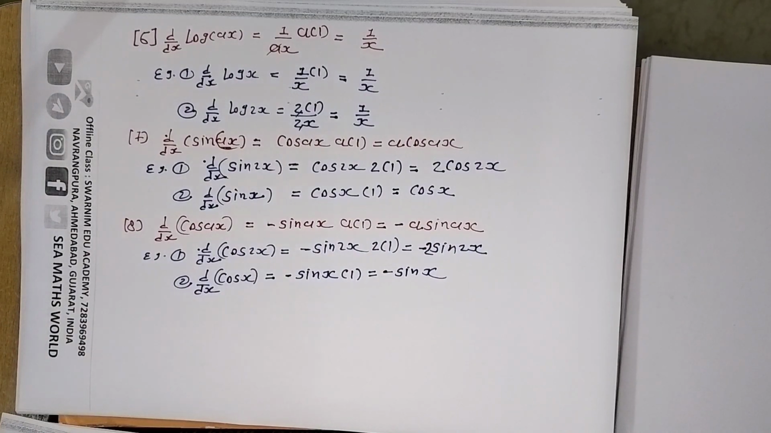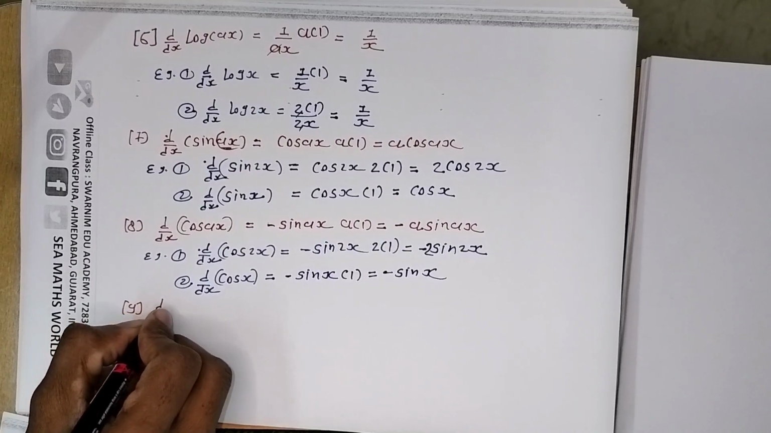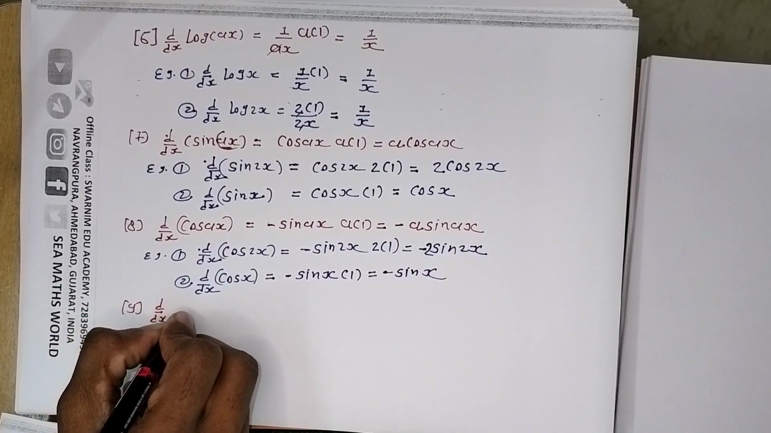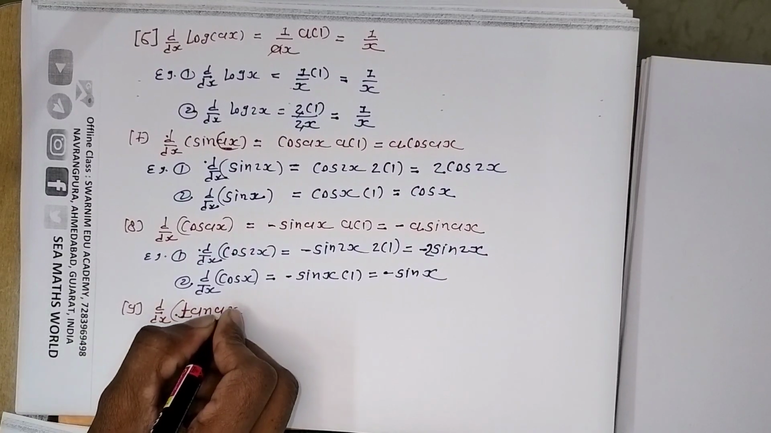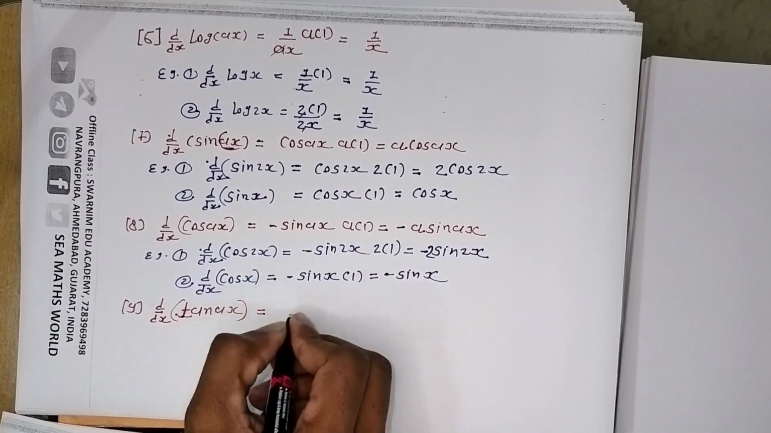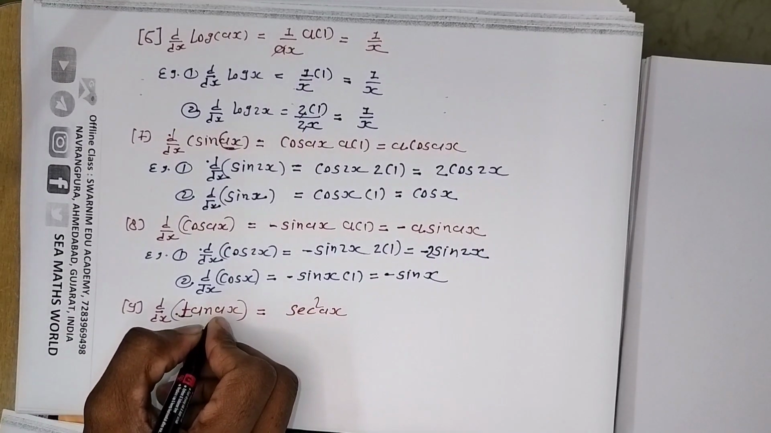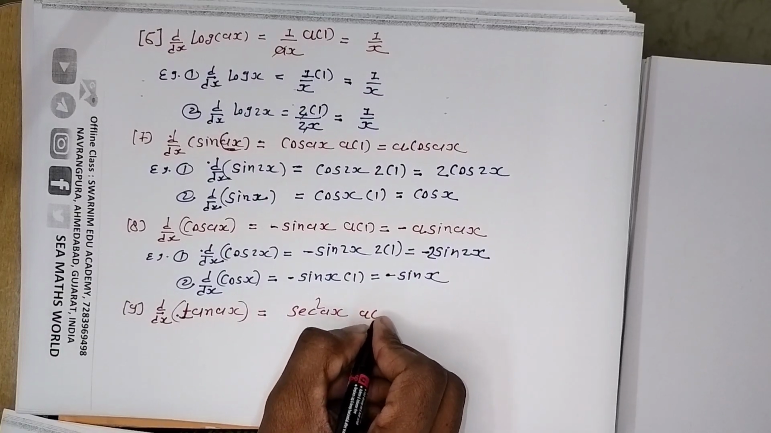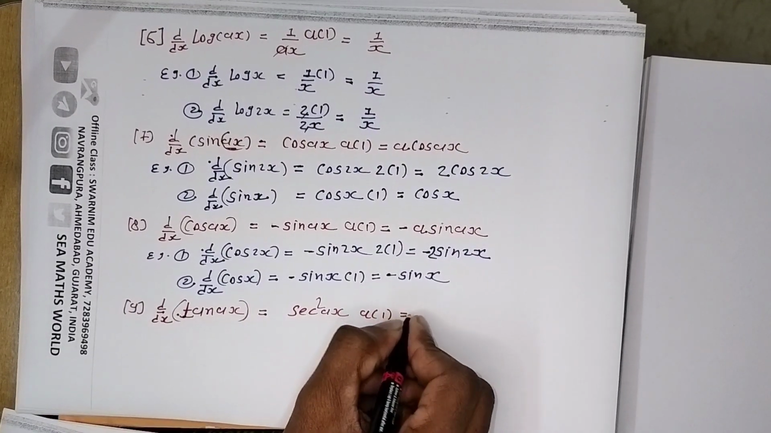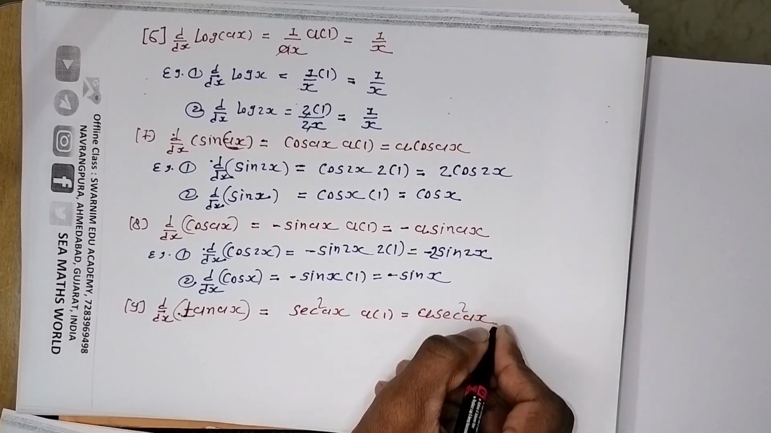Now the next differentiation formula is differentiation of tan ax. Differentiation of tan ax is equal to sec square ax. Then differentiate the angle, here ax. Ax differentiation is a into 1. So finally a sec square ax.